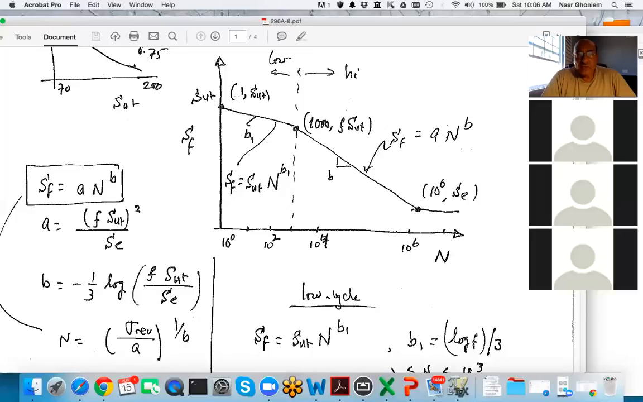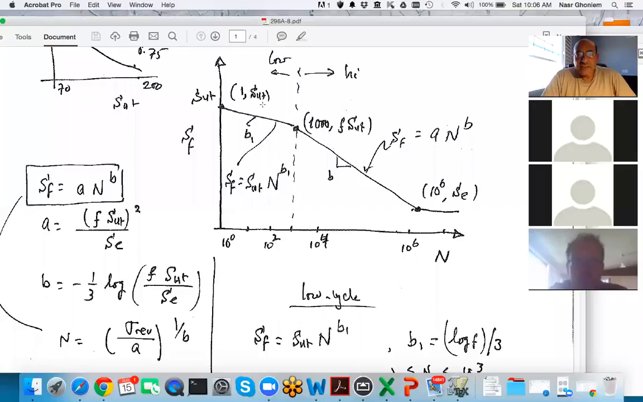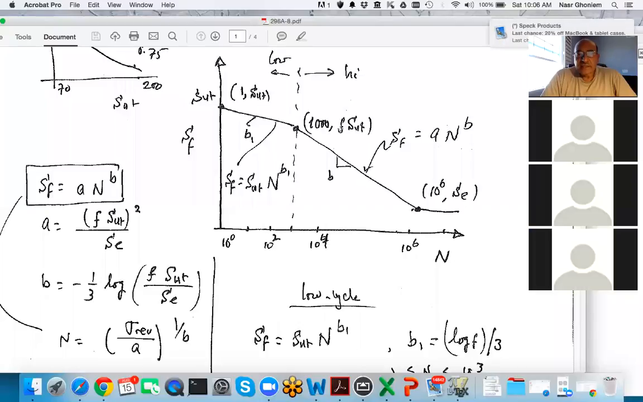One cycle, and the ultimate strength. So X is one cycle, and Y is S ultimate. And then the second point is 1,000 cycles and a fraction of the ultimate. This fraction is F times S ultimate. In other words, if we know the ultimate strength of the material, then this fraction can be worked out.